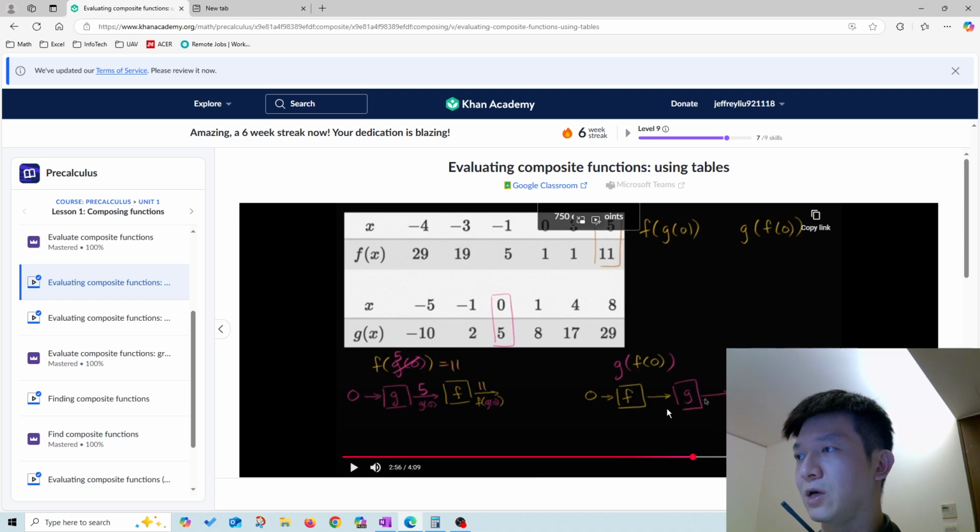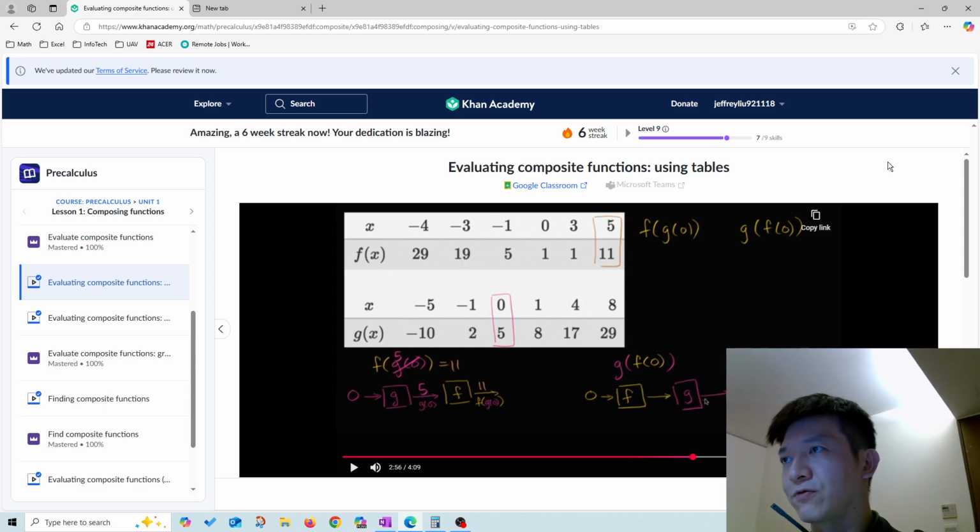11, okay? Okay, so what if it is the opposite? Now it's g of f of 0. Now we have to find this first, right? Now we have to do f of 0 first, which is here. F of 0 corresponds to 1. So now you plug 1 into our g, right? So you found out it's going to be 8. Okay, so that is 8. Okay, good.